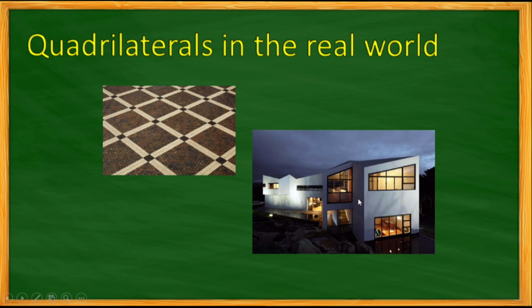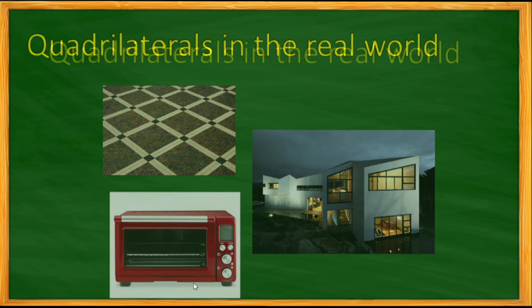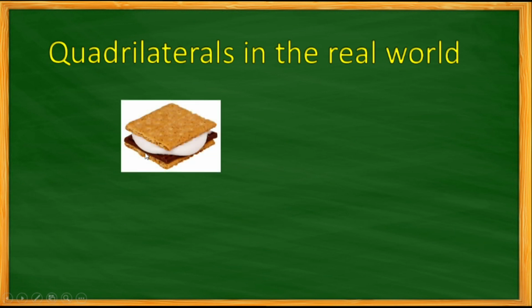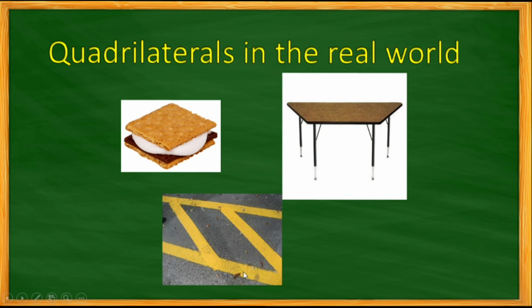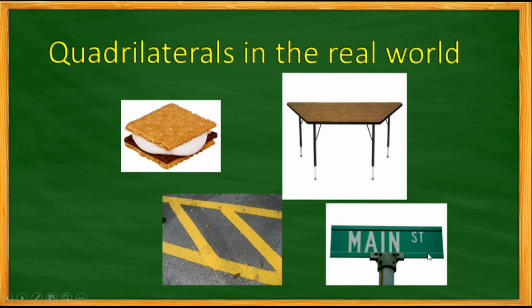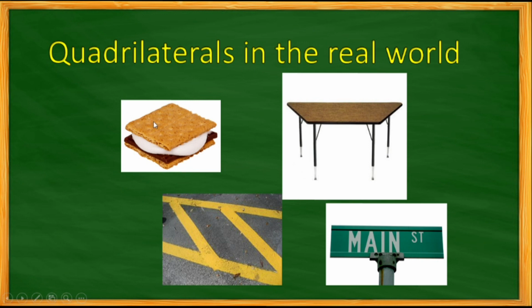The mirror. And this one, the oven toaster. And this one, a bar of chips. And this one is a table. This one is the pedestrian signages. And this one is street sign. So these are the examples of quadrilateral in the real world.